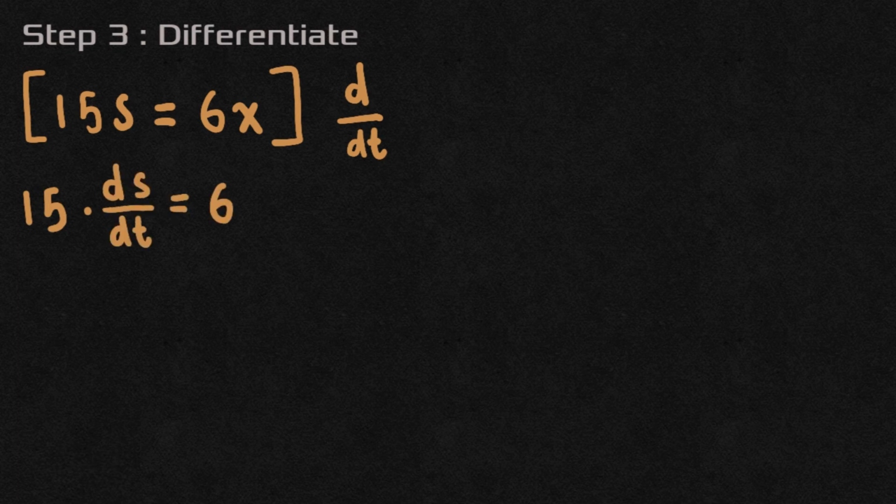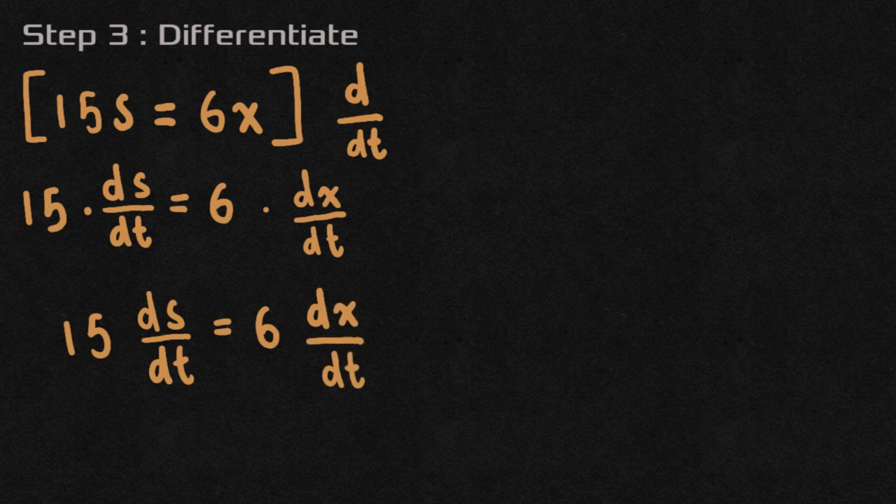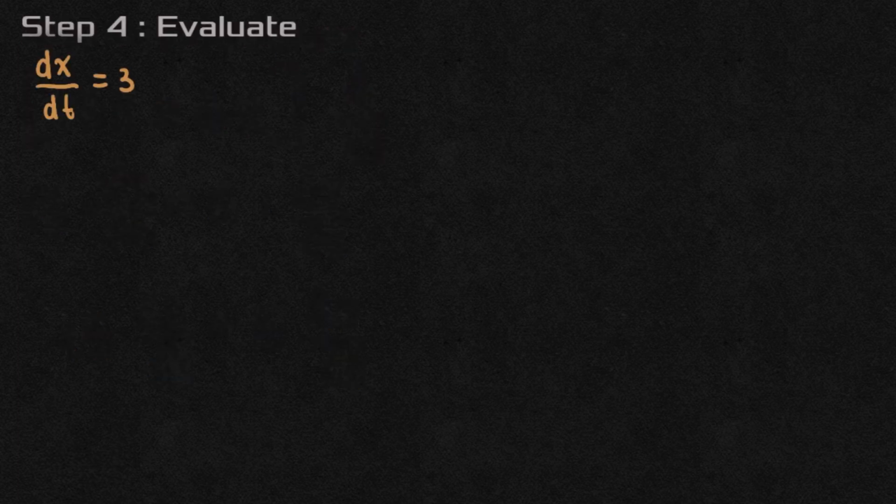Step 3 is to differentiate the equations. Take the derivative with respect to t of both sides of the equation. Simplify the equations. We have 15 ds/dt equals 6 dx/dt.